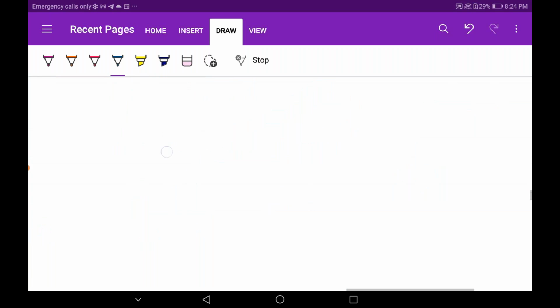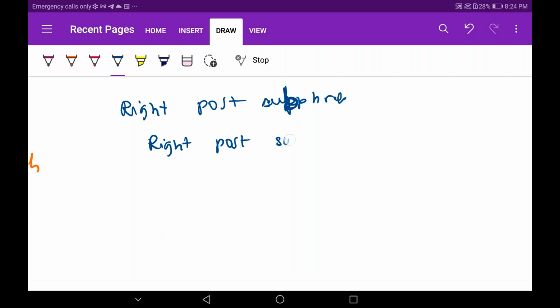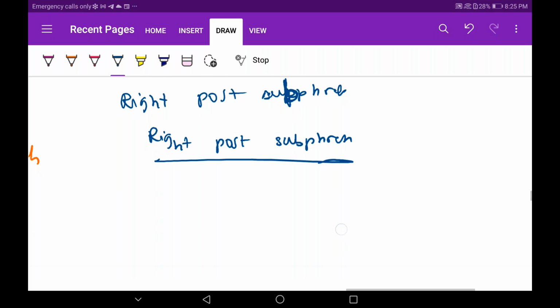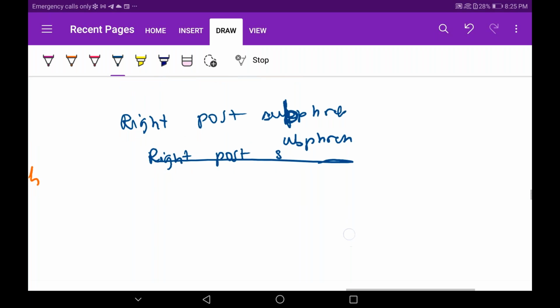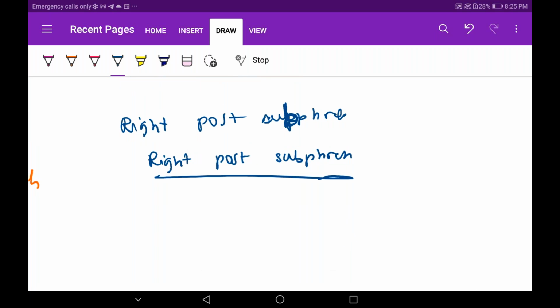What is there next? Morrison's pouch. Remember what I told you? What was Morrison's pouch? Posterior. Tell me. What was that? Subphrenic space, right? Subphrenic space. At the end, my handwriting gets a bit problematic, but kindly manage. Okay, just give me 5 minutes. It's over, my friends. Please bear with me. So now, what have I told you about the right posterior subphrenic space?